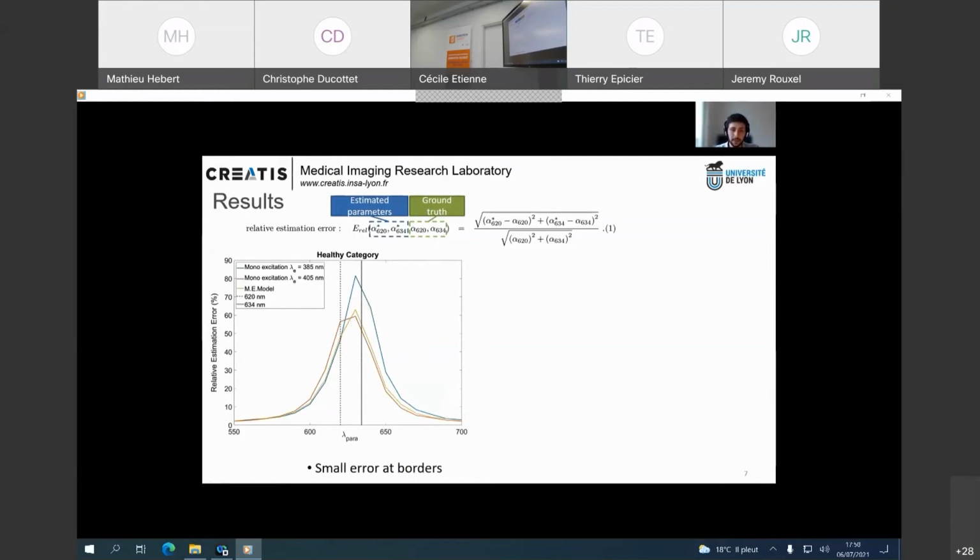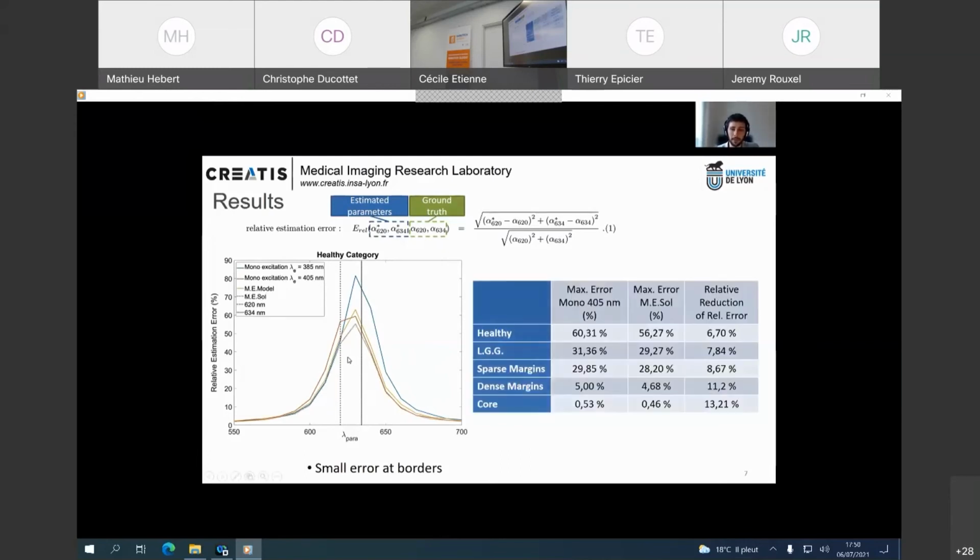Because we have noticed that each mono-excitation estimates at best one of the two parameters, we decided to take PpIX 620 contribution from mono-excitation at 385 nanometers solutions and PpIX 634 contribution from the mono-excitation at 405 nanometer solutions, and combine them into the ME-SOL approach that you can see in green on the slide. On the right side, the table sums up the relative estimation error for each anatomopathological class.